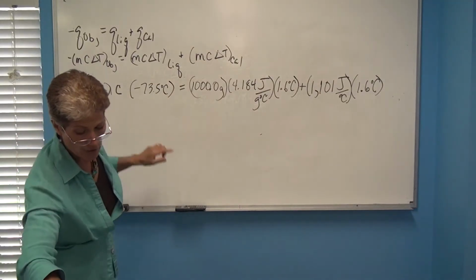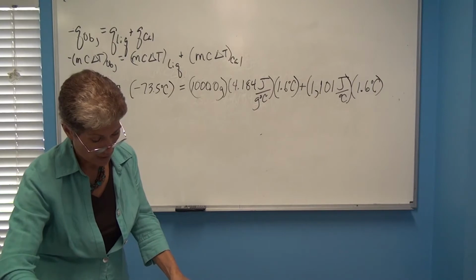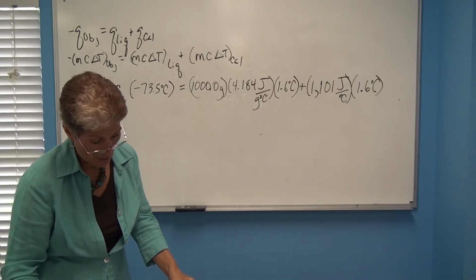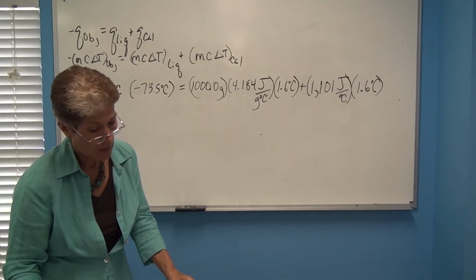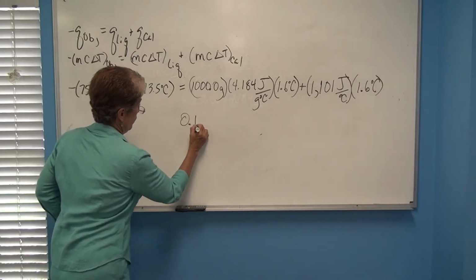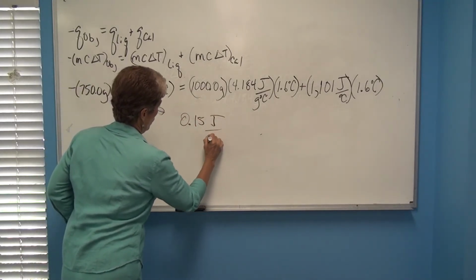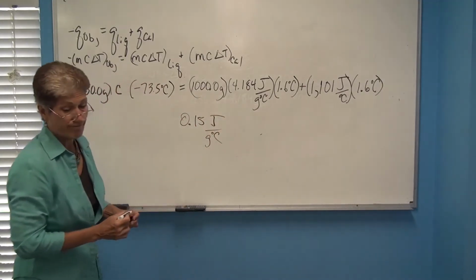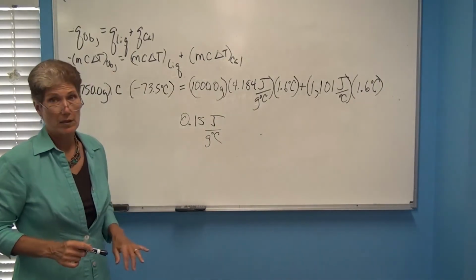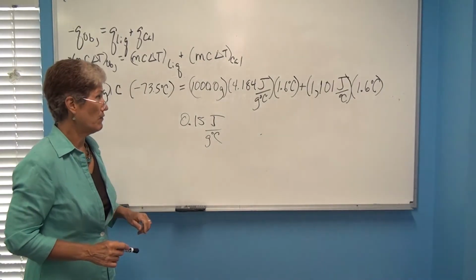You need an answer in 2 significant figures. And so your answer for that one should be 0.15 joules per gram per degree Celsius. Make sure you have all that, and that it should be in 2 significant figures.